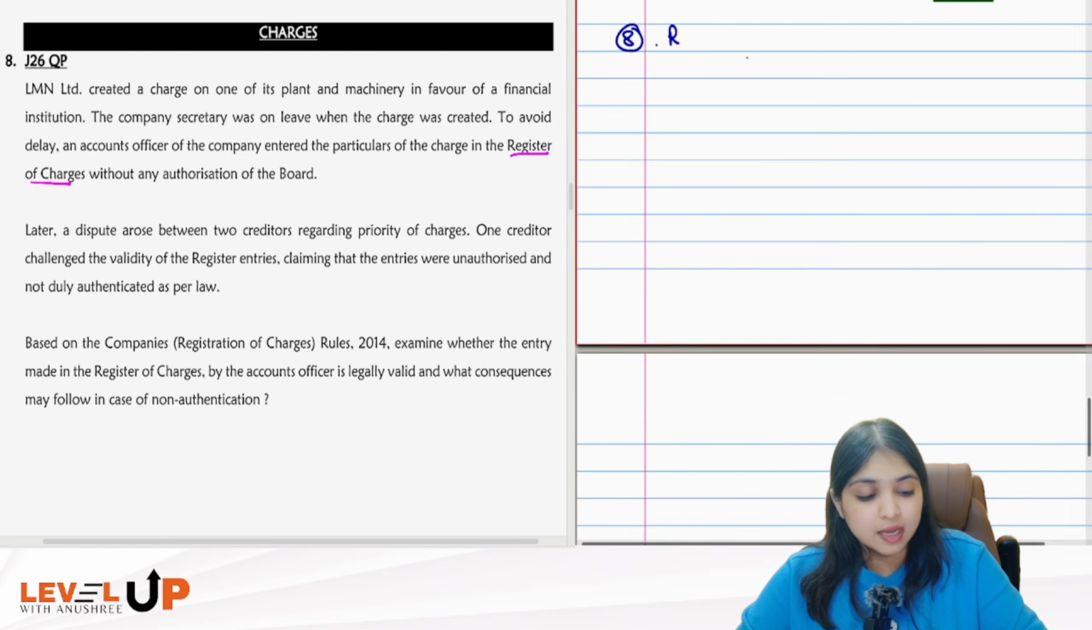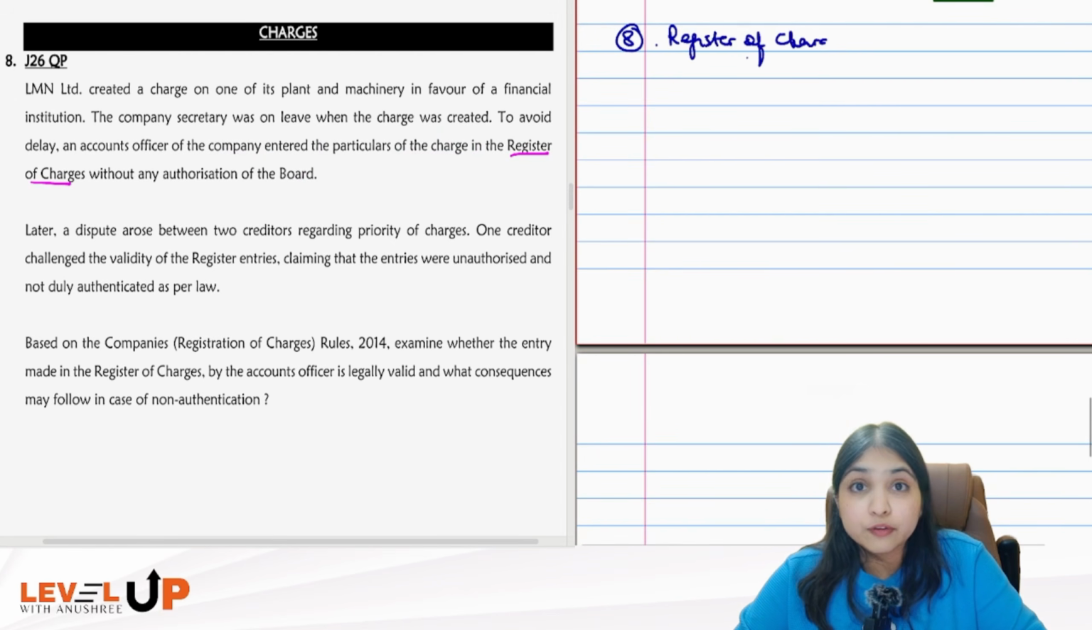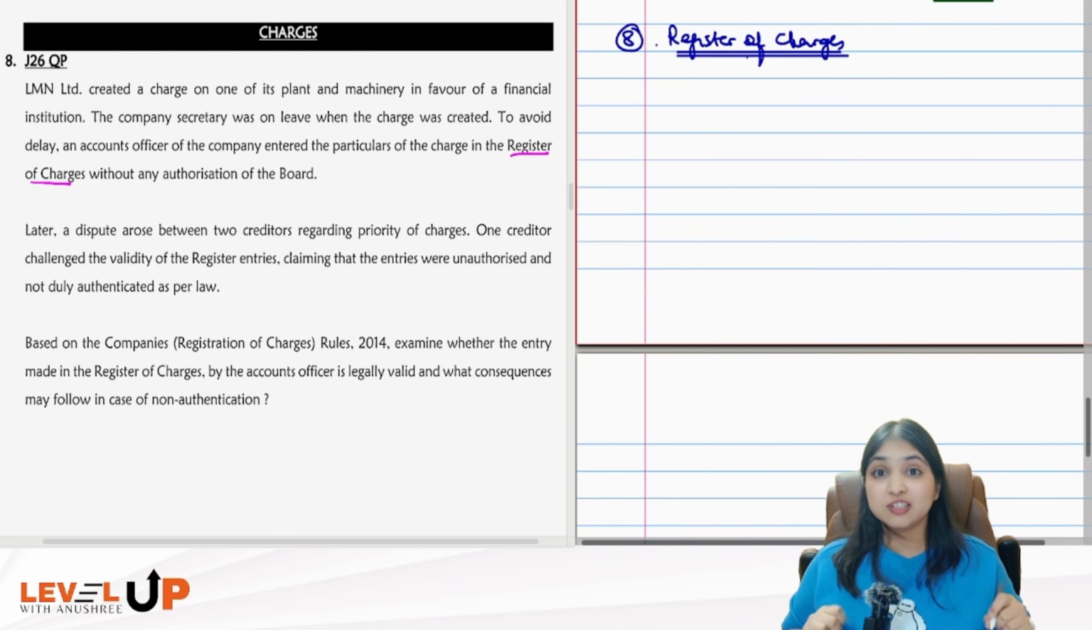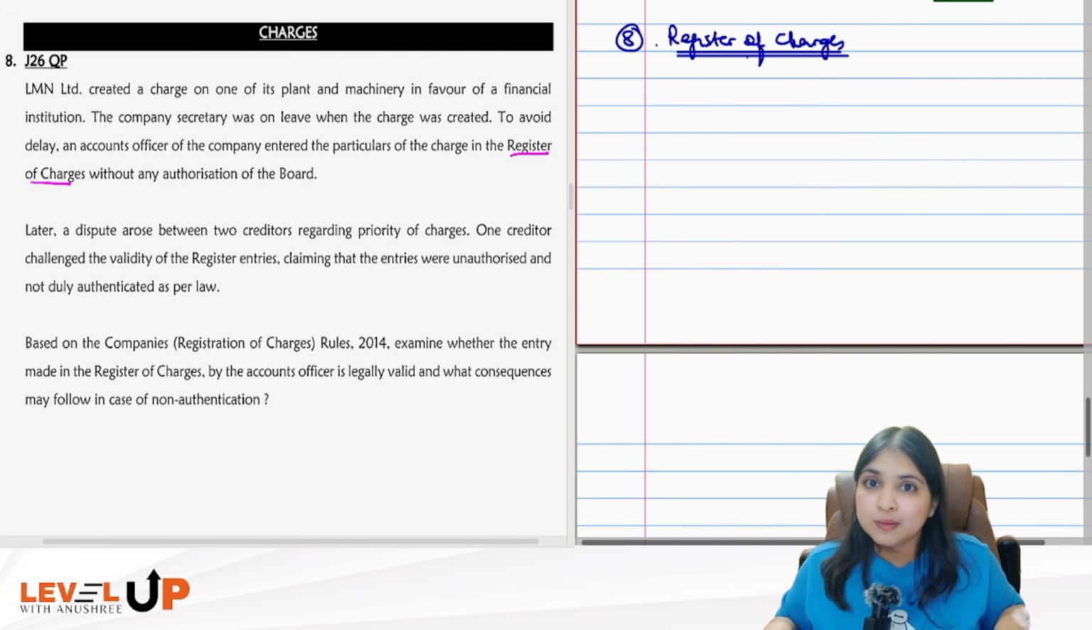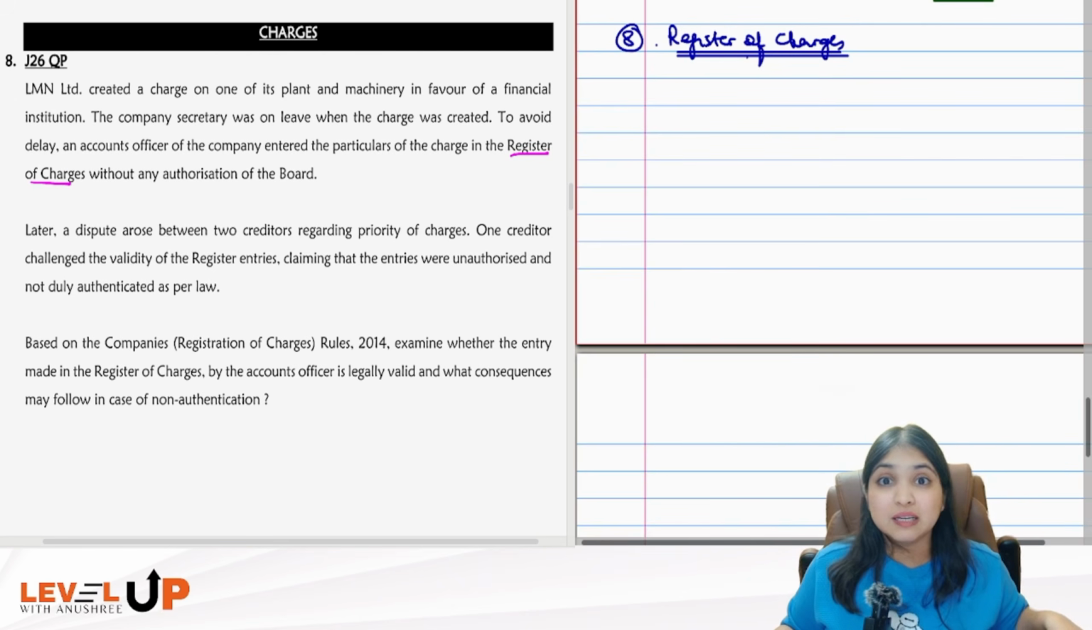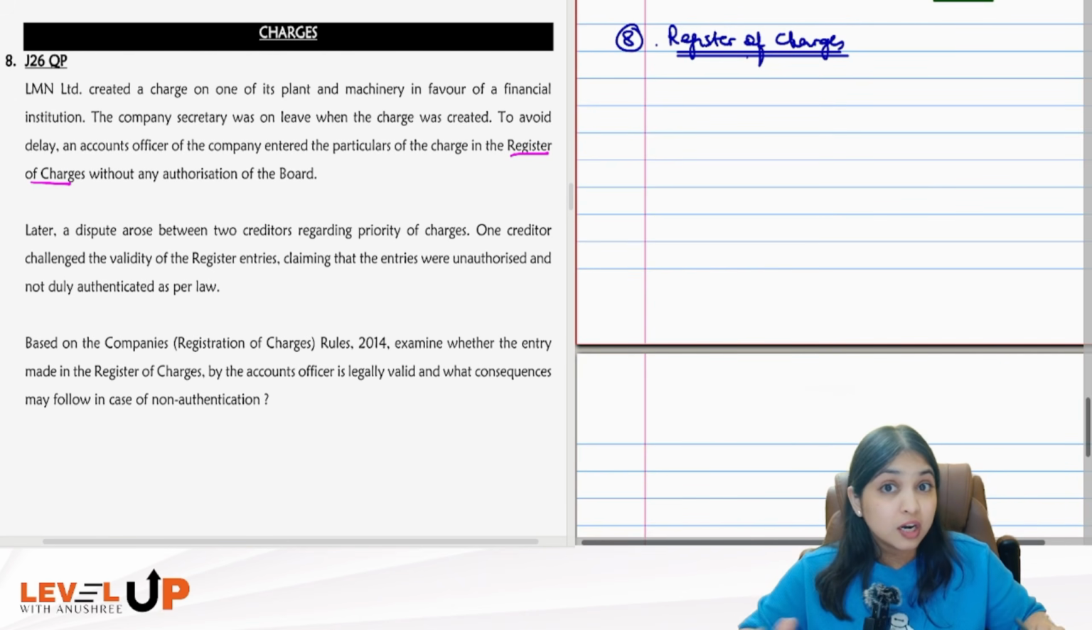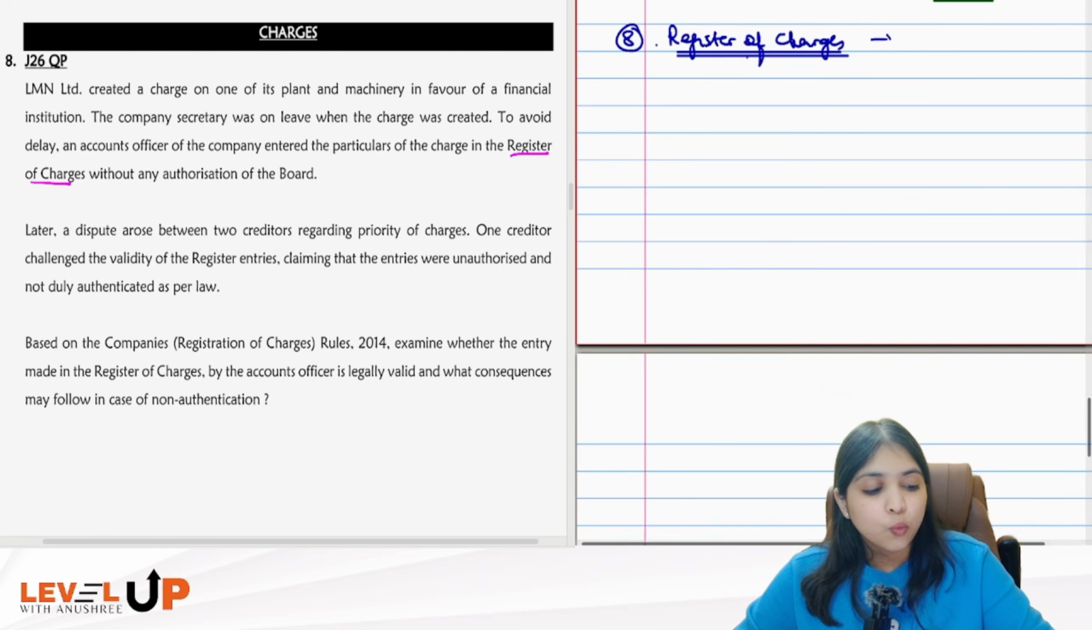This question is about register of charges. This is a point of confusion between a lot of students because there are actually two registers of charges, guys. There is one register which has to be maintained by the company at the registered office. There is one register which has to be maintained by the ROC. So here we're talking about the register of charges which has to be maintained by the company at the registered office.